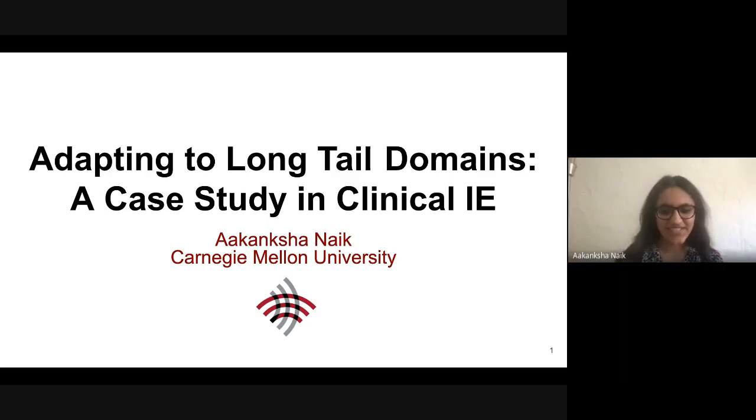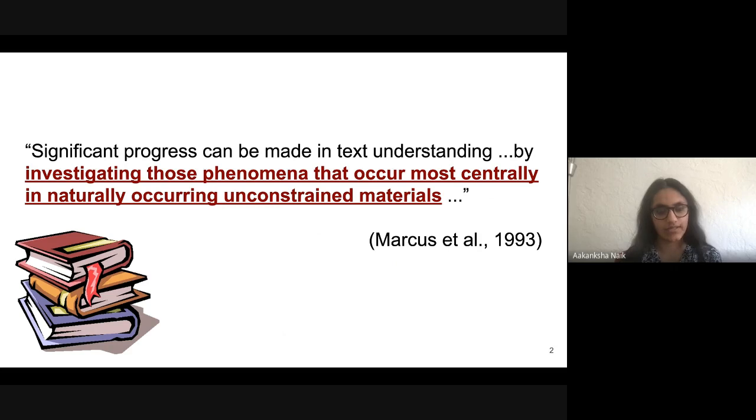Thank you so much for the introduction, Lucy. And hi, everyone. I'm super excited to be here and to be presenting our recent work on adaptation for long tail domains through the lens of a case study in clinical information extraction. So I'd like to jump into this talk by first explaining what I mean when I say long tail domains and motivating why this is an important problem for us to look at.